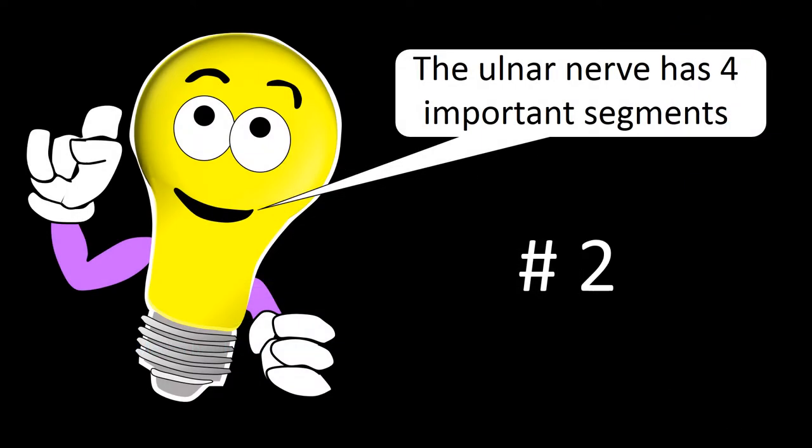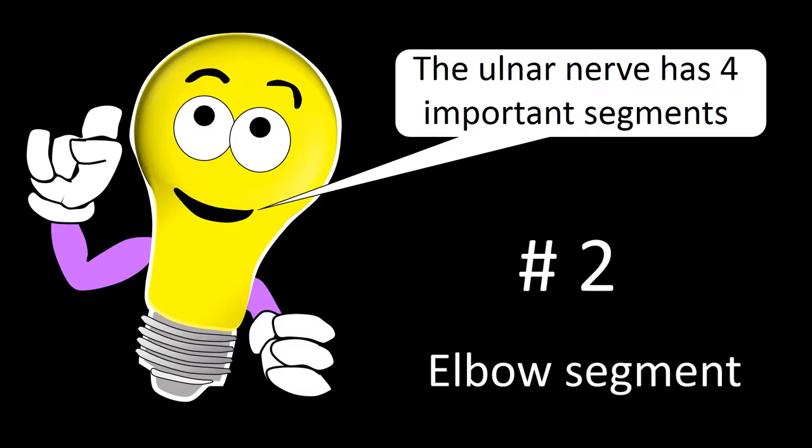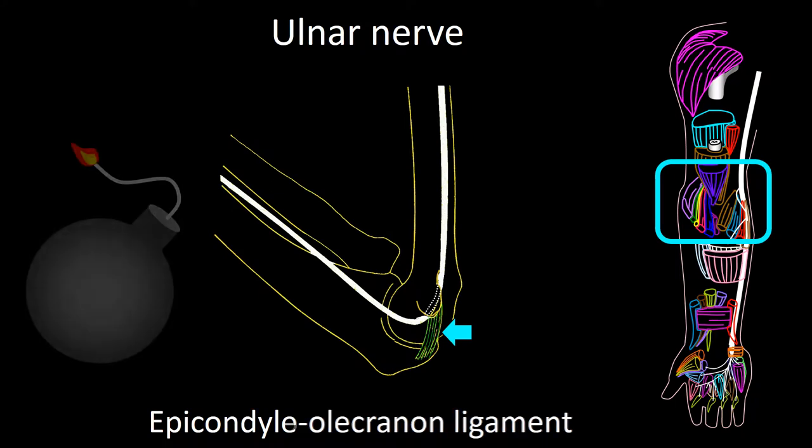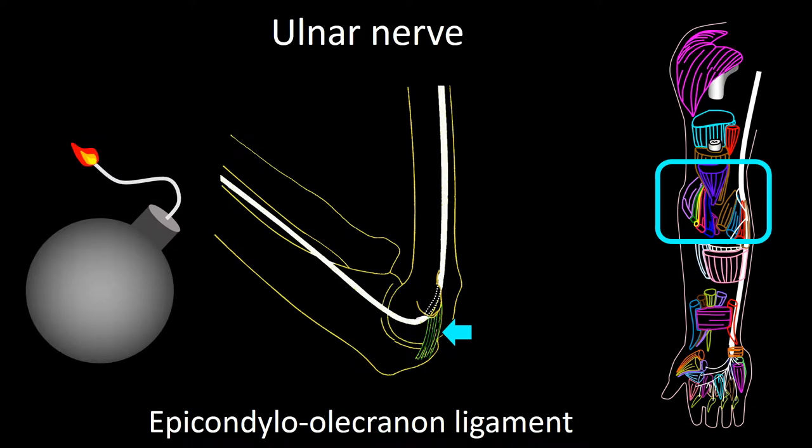The second segment is referred to as the elbow segment. It is dominated by the epicondyle olecranon ligament. The elbow segment is the most vulnerable region of the ulnar nerve.